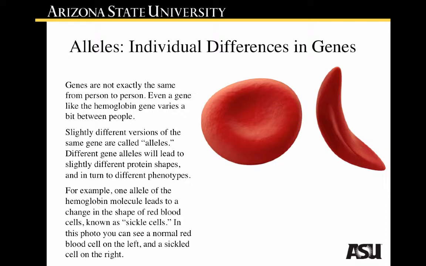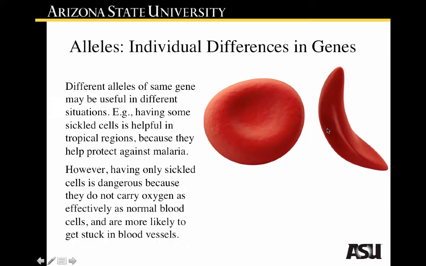For example, one allele of the hemoglobin molecule, which we described before, leads to a change in the shape of red blood cells, known as sickle cells. In this photo, you can see a normal red blood cell here on your left and a sickled cell here on your right. These different alleles of the same gene can sometimes be useful in different situations.